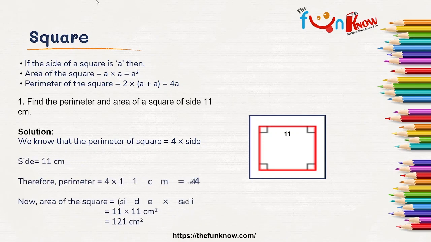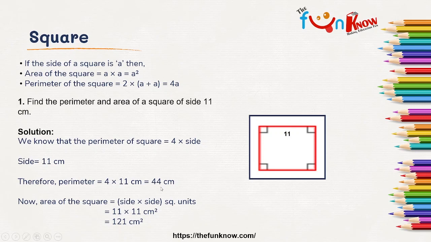As you can see in the figure, this is a square and one side is given as 11. So the perimeter of the square will be 4 into 11, that is 44 centimeter, right? Therefore, the perimeter will be 4 into 11, 44 centimeter.